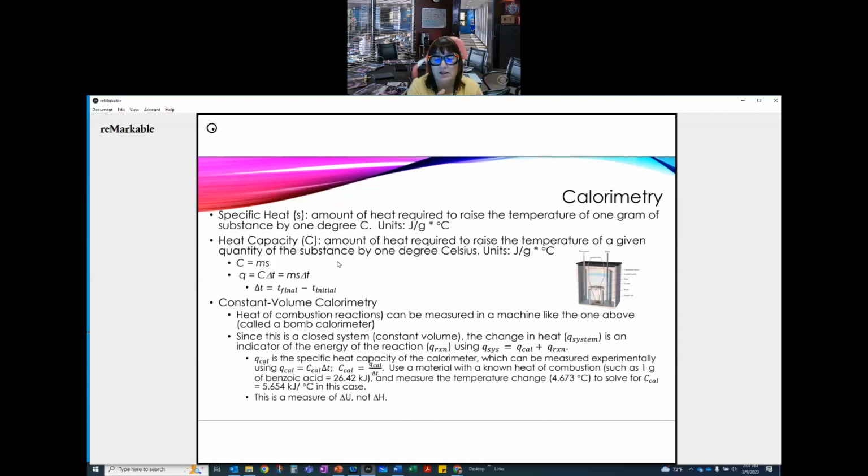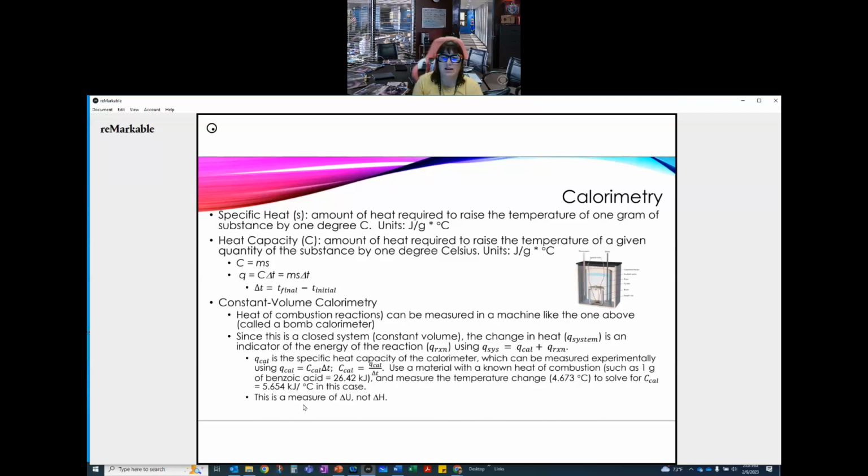So Q reaction is equal to the Q for the system plus the Q for the calorimeter. So if we know the Q for the calorimeter and we can measure the Q for the system, then we can find the Q for the reaction. C-cal is the heat capacity of the calorimeter, which can be measured experimentally using Q-cal equals C-cal times delta T, or C-cal is equal to Q-cal over delta T. We use a material with a known heat, like benzoic acid, and measure the temperature change and solve for C-cal. In this particular case, the C-cal for this particular calorimeter was 5.654 kilojoules per degree C.